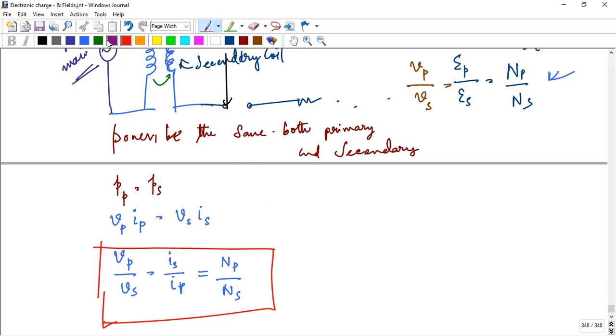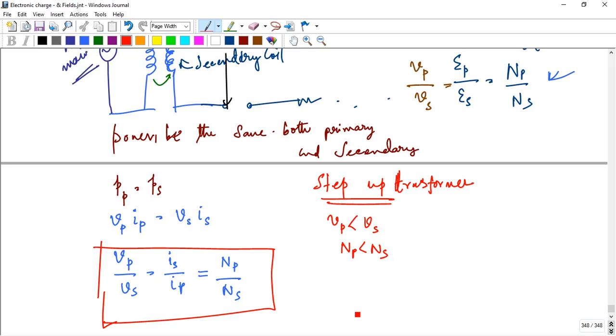When the transformer is used as a step up transformer, the output voltage is high. That means the primary voltage is less and the secondary voltage is high. So NP is less and NS is high. The transformer now looks like this: these are the primary coil and that's the secondary coil.